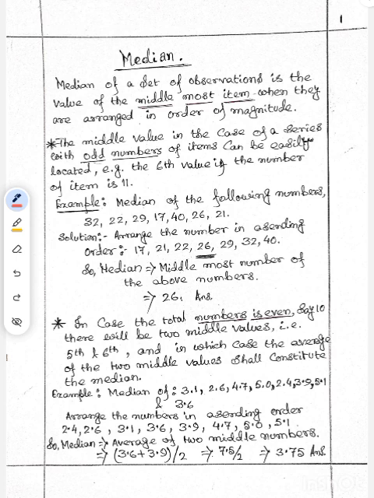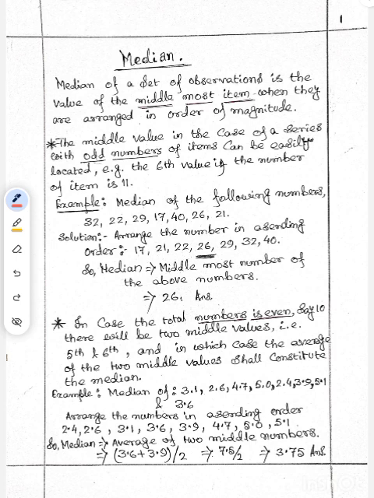Median of a set of observations is the value of the middlemost item when they are arranged in order of magnitude. So what does it mean? It means if we arrange a series of numbers in ascending or descending order, then the middlemost item is the value of median. Okay. So first we come to an example of a simple series of numbers.